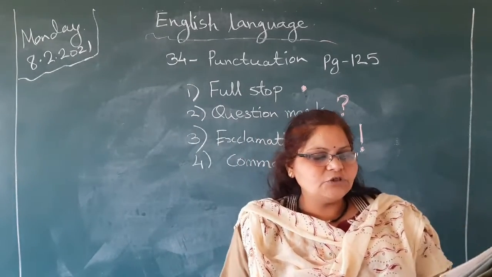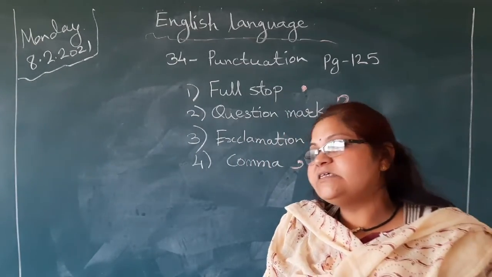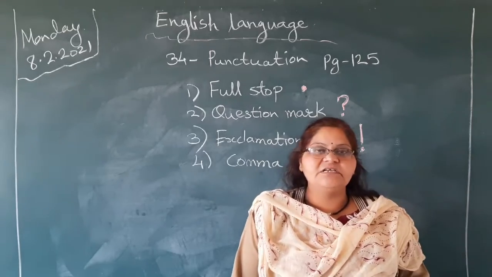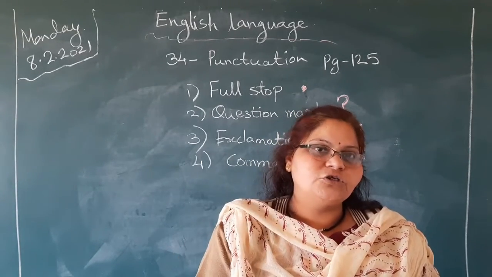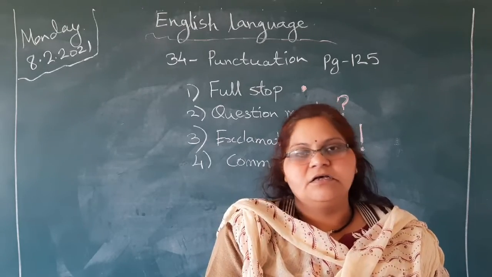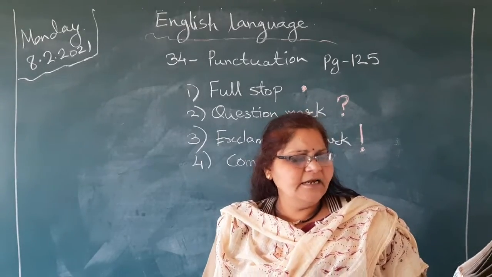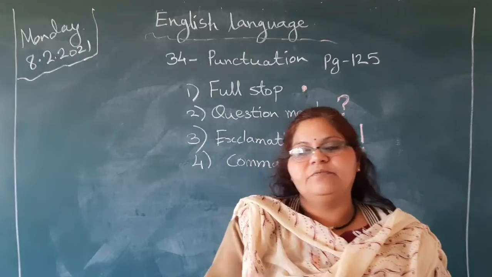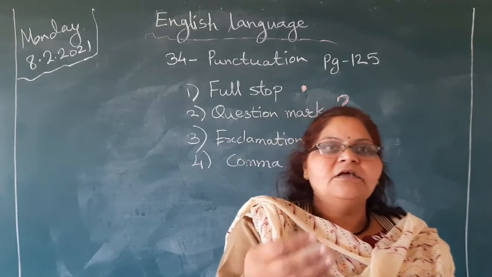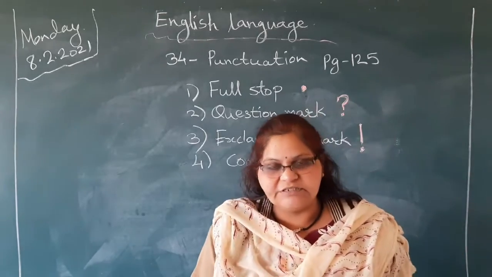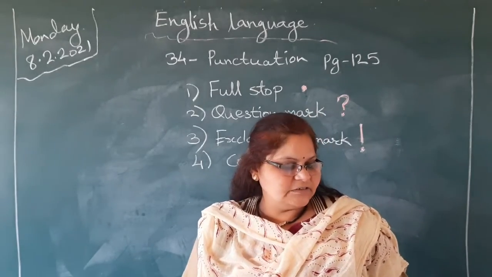The question mark is used at the end of an interrogative sentence. What is an interrogative sentence? When we are asking some question. किसी को हम प्रश्न पूछते हैं तो वो होता है interrogative sentence. It is used when we want to ask something. When we want some answer from a person, what we do, we ask a question. That is an interrogative sentence.